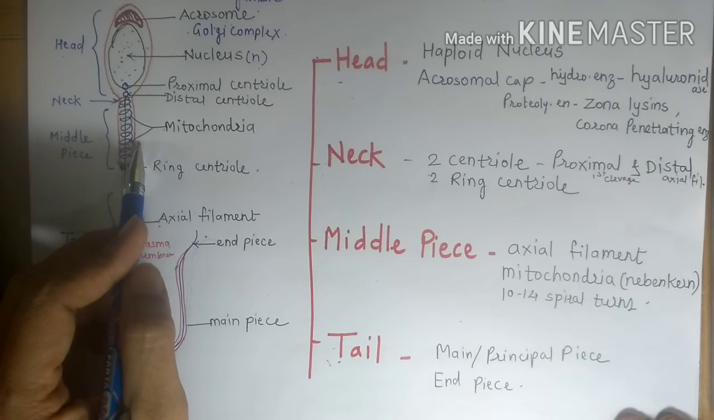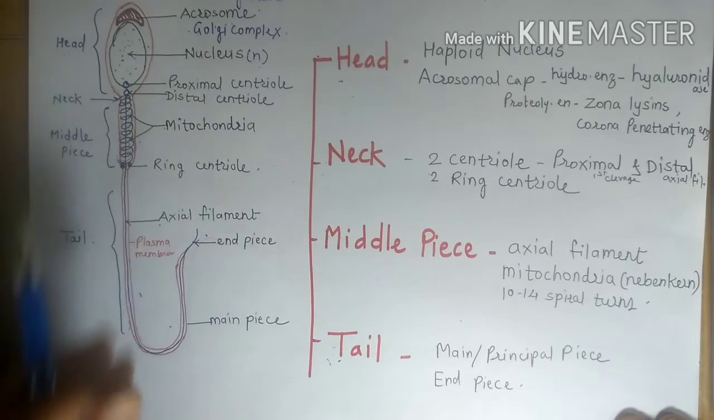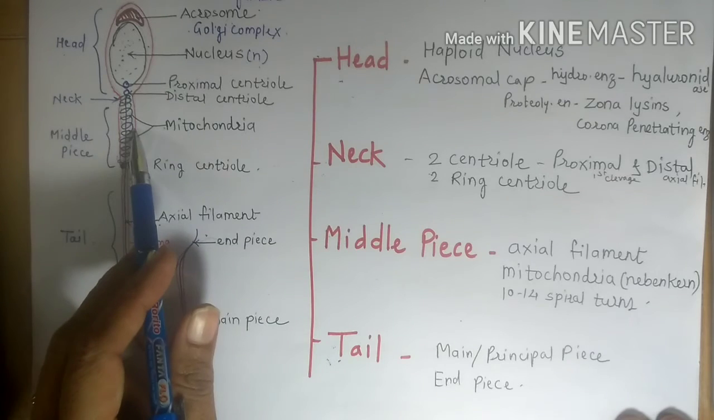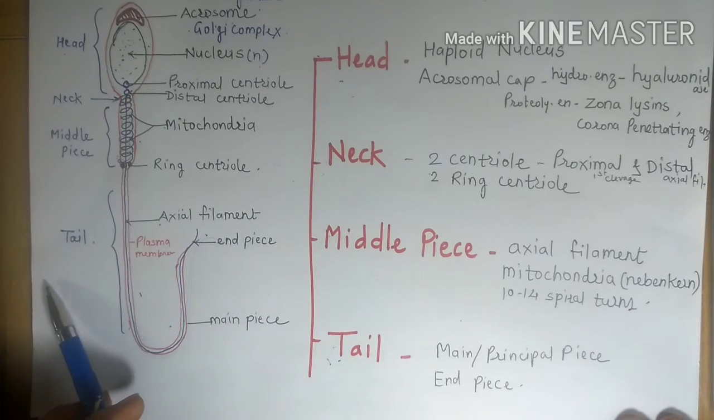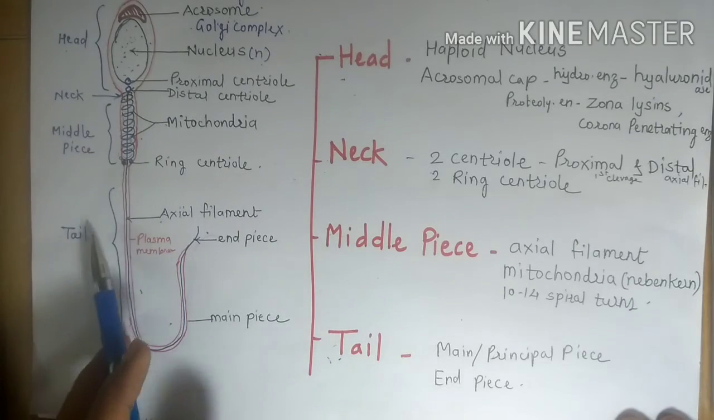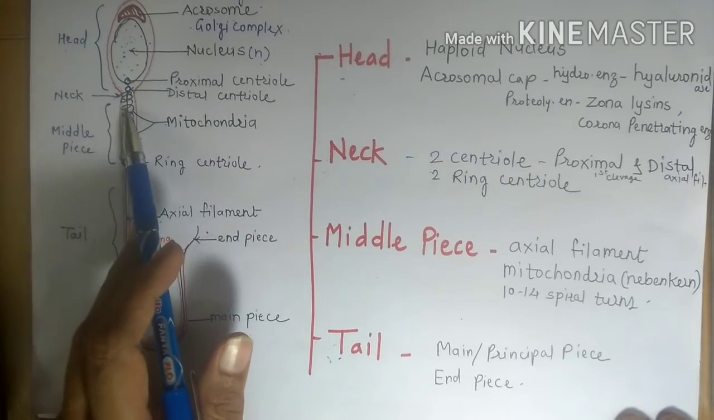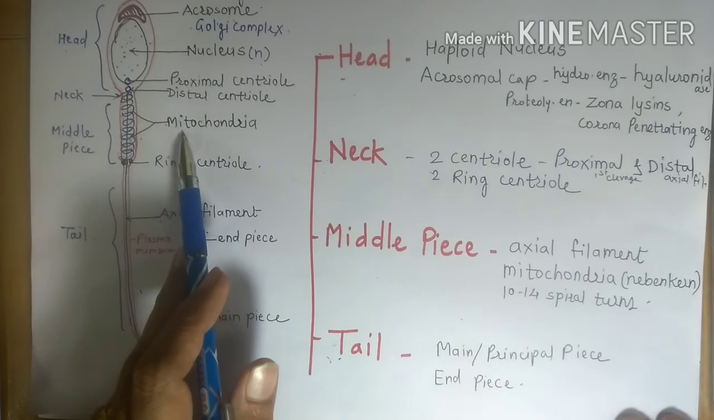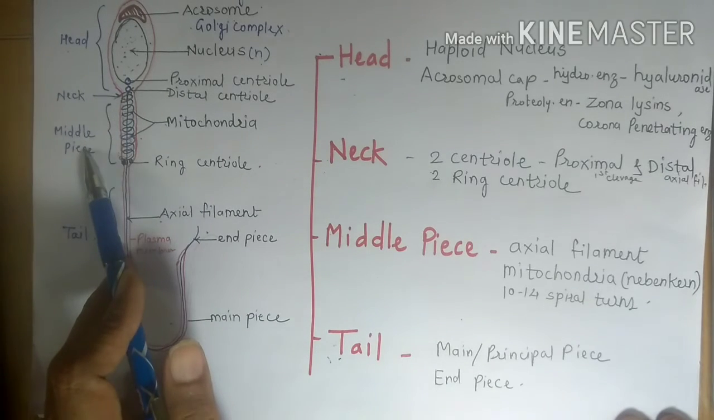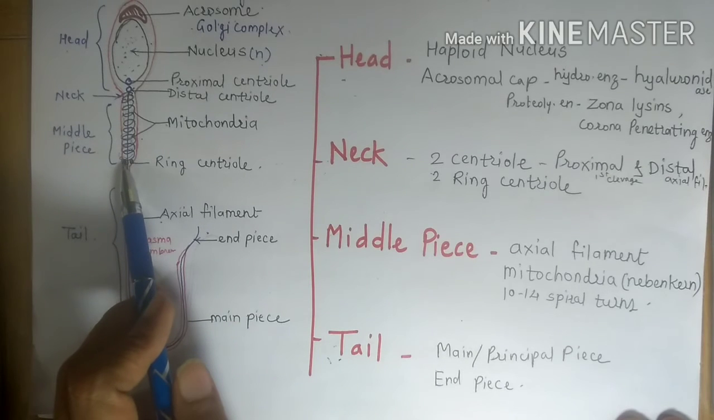And all of us know that mitochondria are the powerhouse of the cell. They produce ATP energy. Here also, mitochondria produce ATP energy, which is necessary for the movement and activity of the sperm. That energy for the movement of the sperm is generated here in the mitochondria in the middle piece. So you can say the middle piece is the generator house of the sperm.